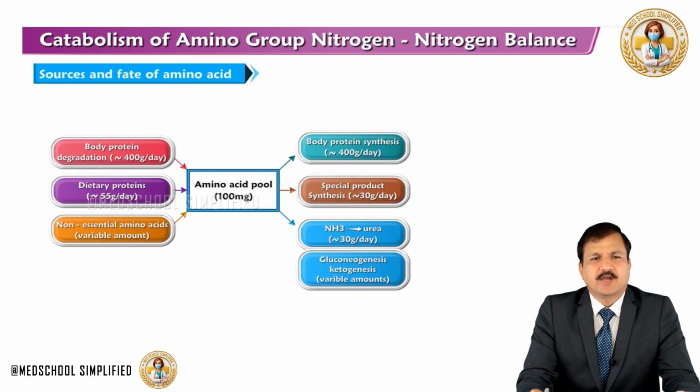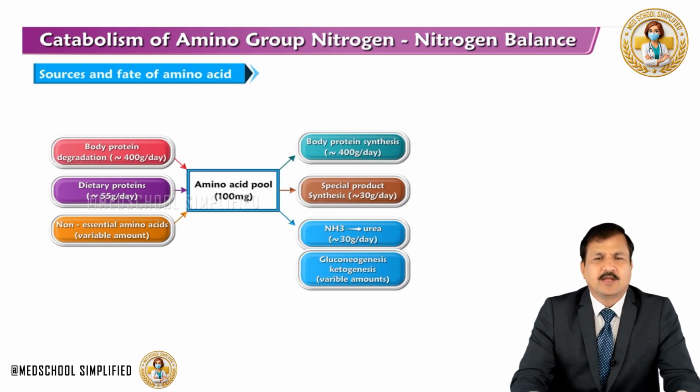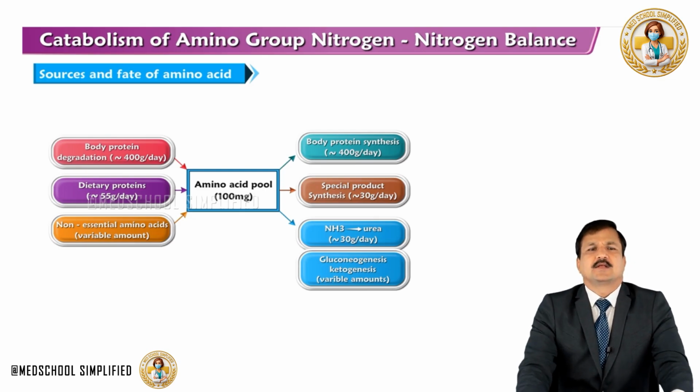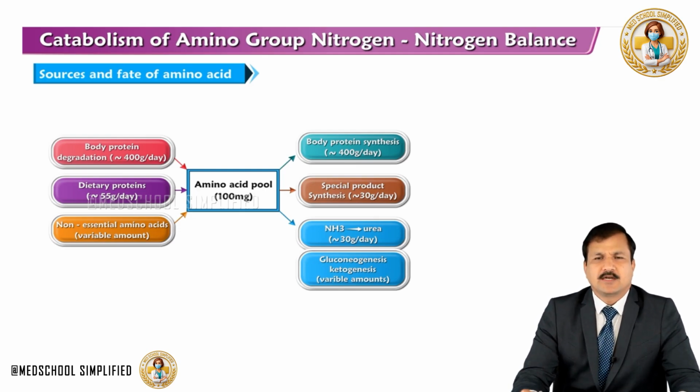Now the slide here shows how amino acids get into the amino acid pool, how they go out of the pool, and the approximate amounts. A 70 kg individual will have around 12 kg of protein, and body protein degradation per day is 400 grams. The dietary protein that gets into our body is around 55 grams per day.